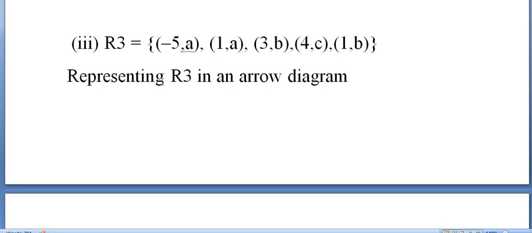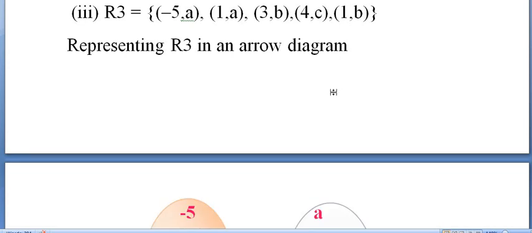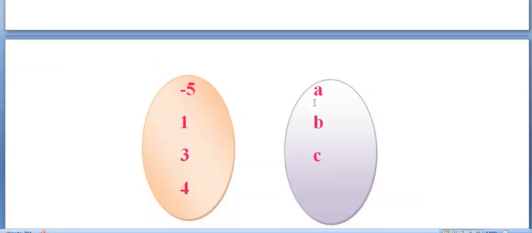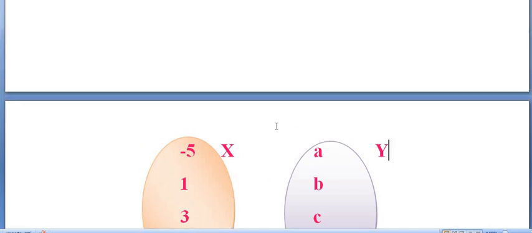R3, the set of minus 5 comma A, 1 comma A, 3 comma B, 4 comma C, 1 comma B, representing R3 in the arrow diagram. So now we are going to do R3. Here I can write X, and this one capital Y. So what we are going to do is the R3 function.